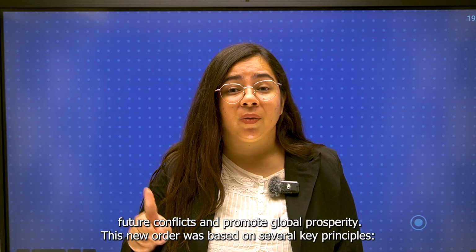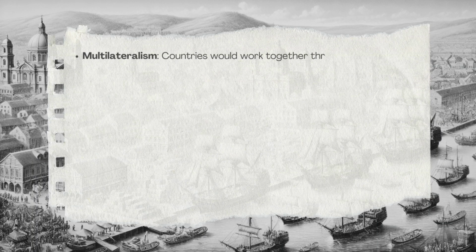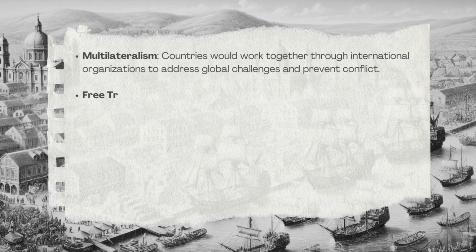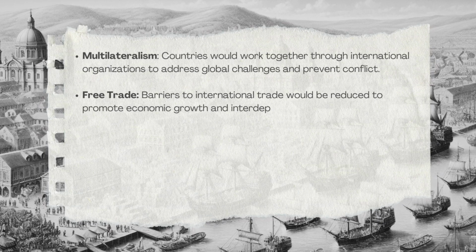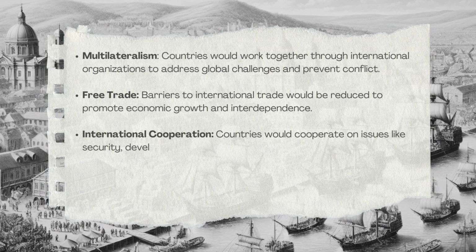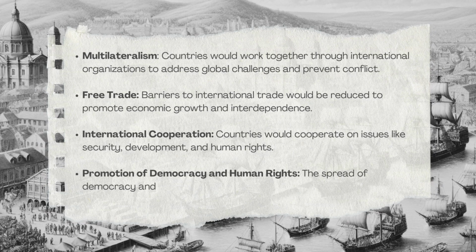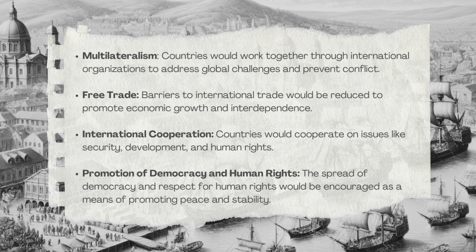This new order is based on several key principles. Multilateralism. Countries would work together through international organizations to address global challenges and prevent conflict. Free trade. Barriers to international trade would be reduced to promote economic growth and interdependence. International cooperation. Countries would cooperate on issues like security, development, and human rights. Promotion of democracy and human rights. The spread of democracy and respect for human rights would be encouraged as a means of promoting peace and stability.